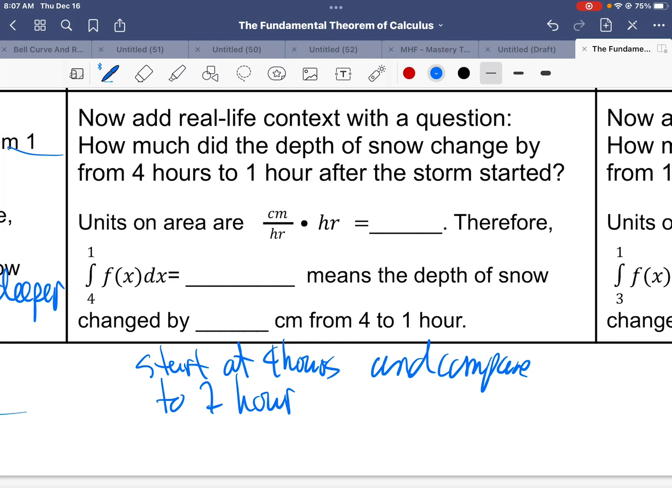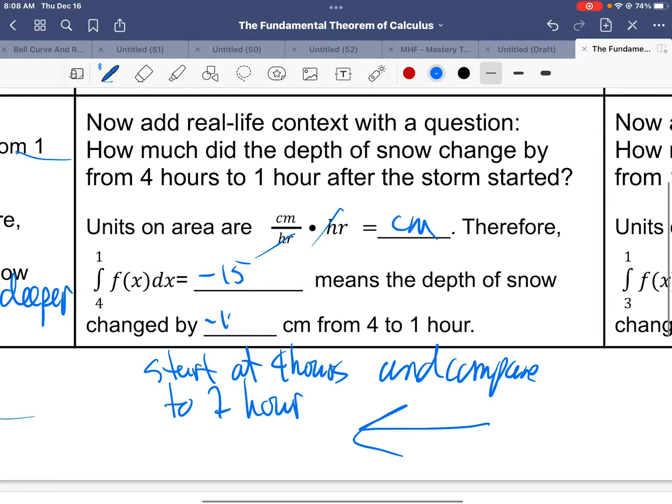Because delta x is negative, I'm moving to the left. Okay, let's go through the units on area, still going to be centimeters. So we got this negative 15, which means the depth of snow changed by negative 15 centimeters from 4 to 1 hours. There is less snow at 1 hour. I'm looking at the change from 4 hours to 1 hour. I'm looking back in time.